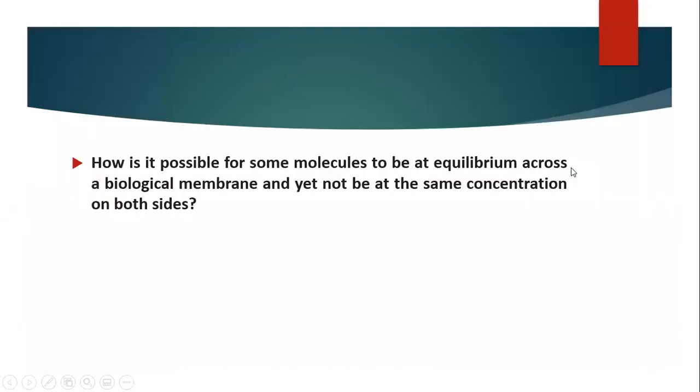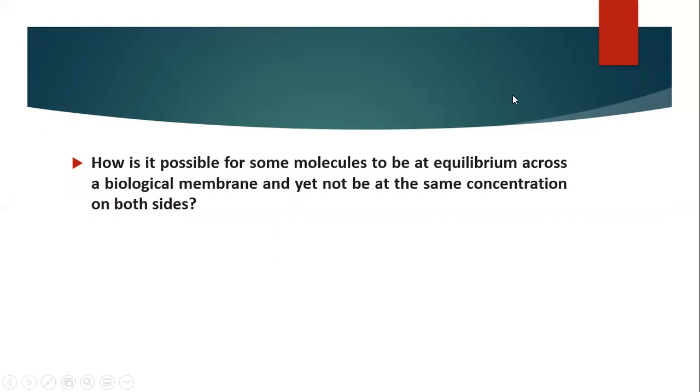So today our question is: how is it possible for some molecules to be at equilibrium across the biological membrane and yet not be at the same concentration on both sides? I have a figure for this, I thought of putting it, but then that would have given you the answer. So just to avoid giving the hint, I did not put that picture. Take your time and think about it, you can pause the video. What could the answer be? And what kind of question is this, that when it is in equilibrium, how can the concentration not be the same? You can think about it, and when you find out, you will be like, oh, we already knew this. Okay, so let's come to the answer. What is the question? How is it possible for some molecules to be at equilibrium across the biological membrane but not having the same concentration on both sides?